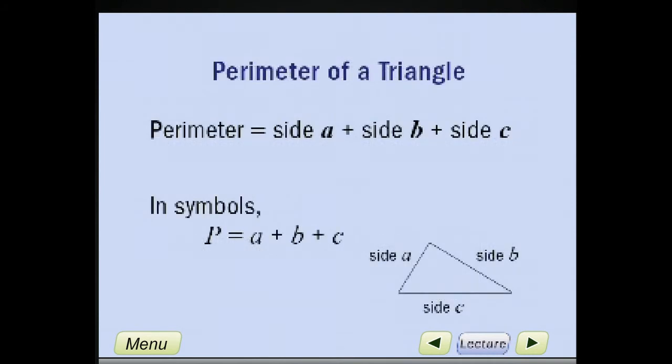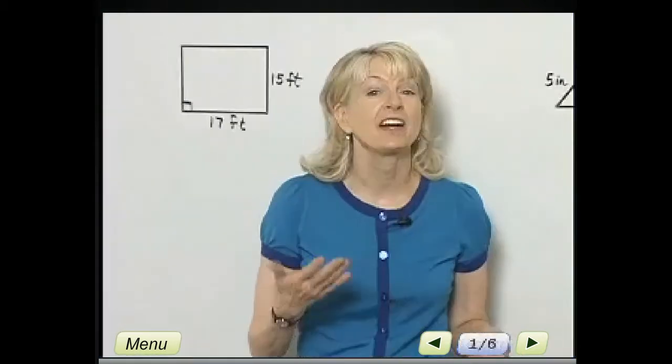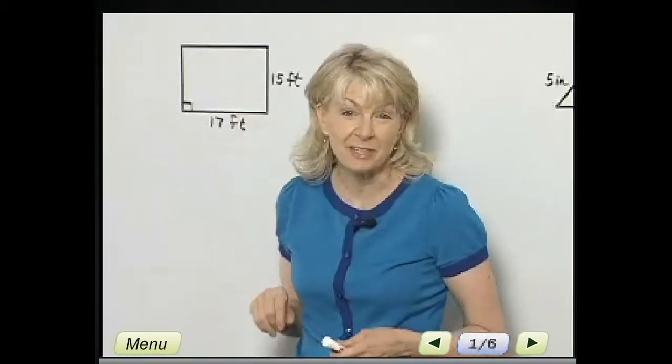And then the perimeter of a triangle. The perimeter equals side A plus side B plus side C, so in symbols we can write P equals A plus B plus C. I want to find the perimeter of this geometric figure.